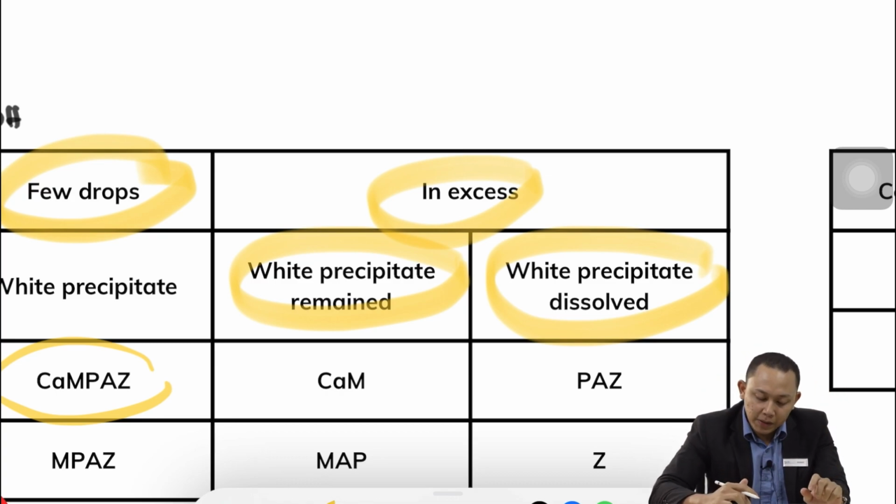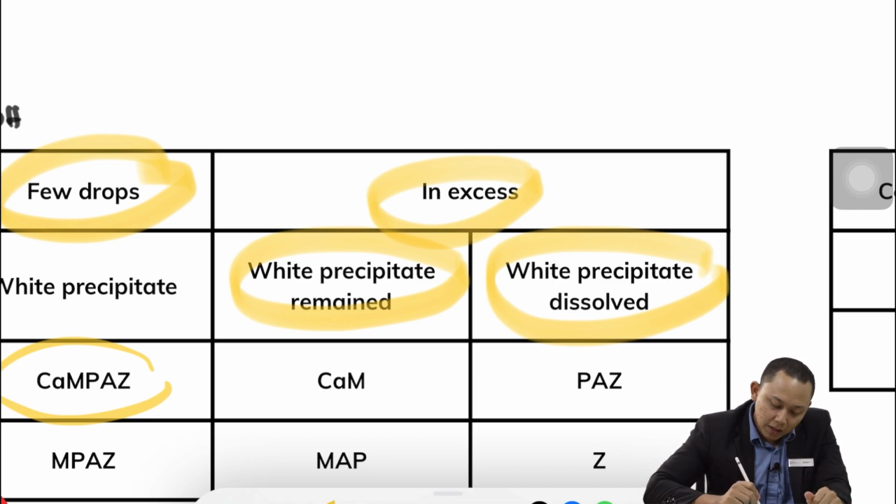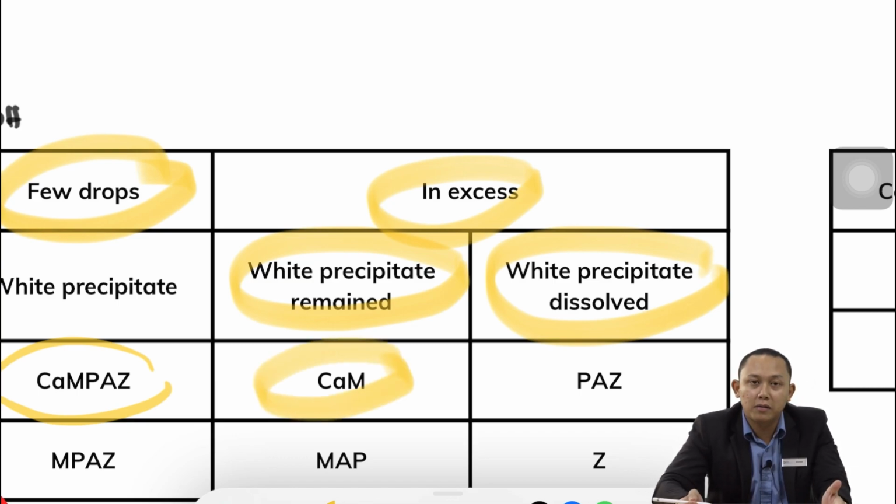So the possibilities are that when the white precipitate remains, it could be calcium or magnesium ion. And if your white precipitate dissolves or is gone, your unknown solution could contain potassium, aluminium, or zinc. Okay, alright, so I'm going to continue with the ammonia solution in our next session.